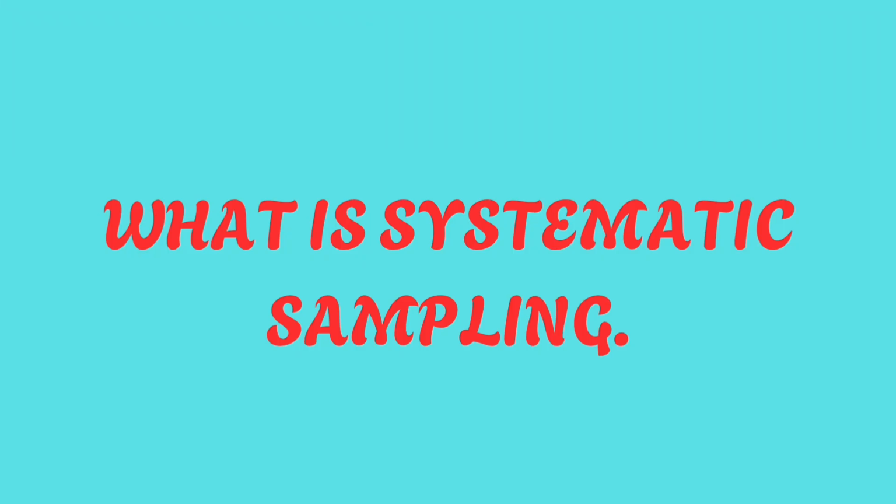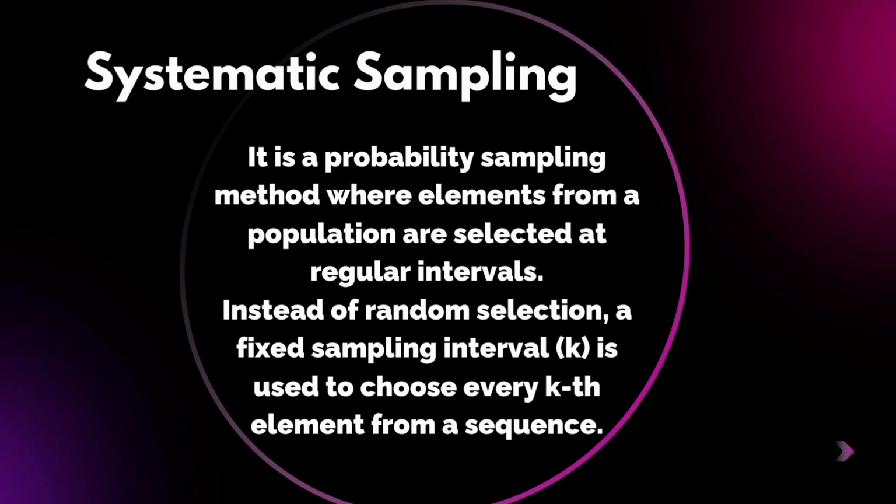Then what is systematic sampling? It's a probability sampling method where elements from a population are selected at regular intervals, right? Systematic means regular intervals instead of random selection. A fixed sampling interval is used to choose every k-th element from a sequence, right?